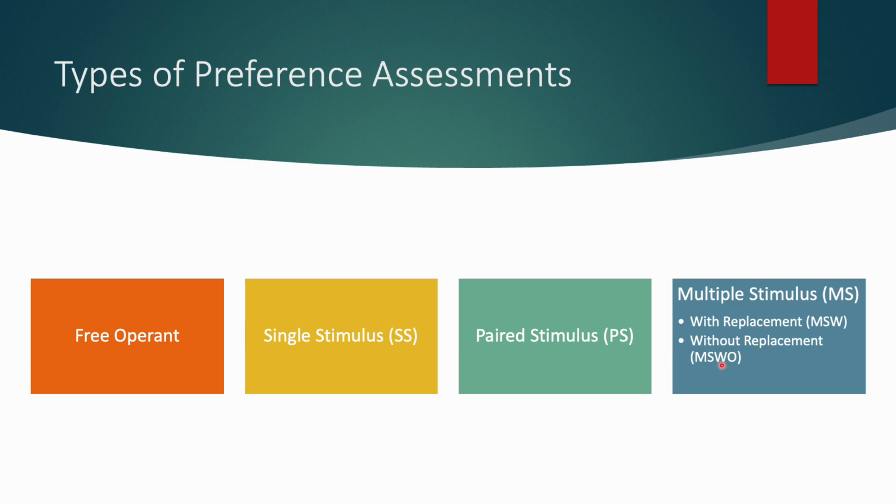And these, you will often hear them called by their abbreviation, so the MSW or the MSWO. You also should be familiar with the abbreviation for the single stimulus and the paired stimulus, but I will say the MSWO is the one that you'll see the most often used within the field of ABA. One thing that I usually like to tell students is that these preference assessments are not difficult to remember. The way to set them up, as long as you can remember their names, you'll be able to remember the preference assessment.